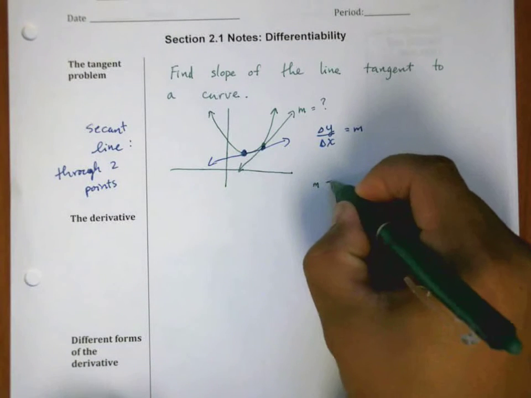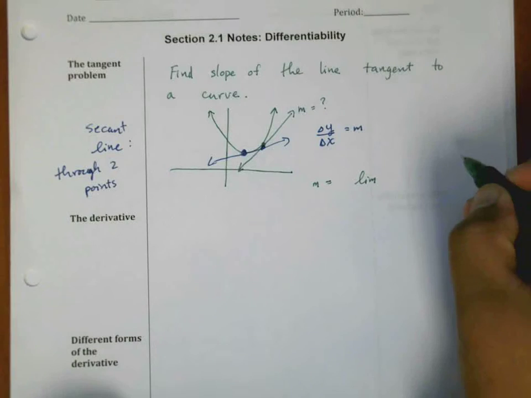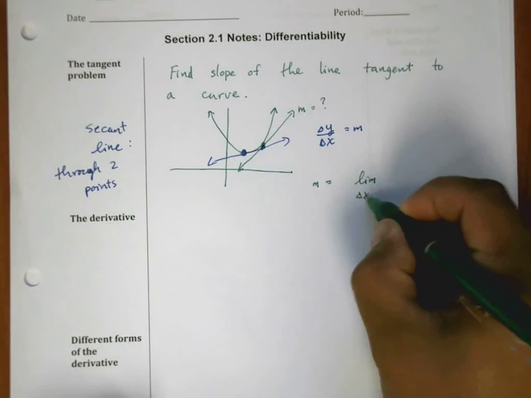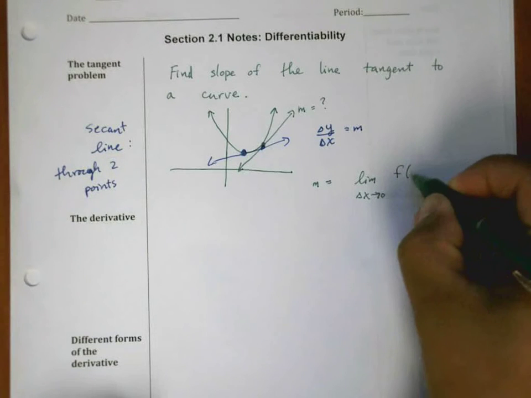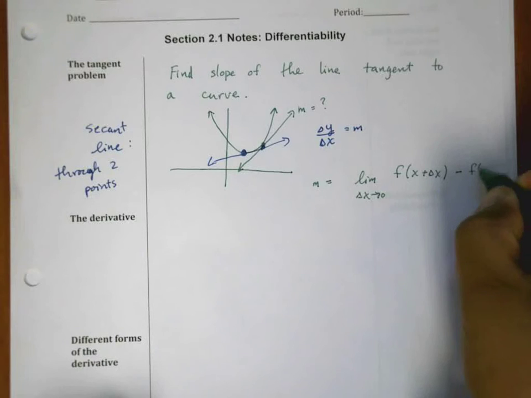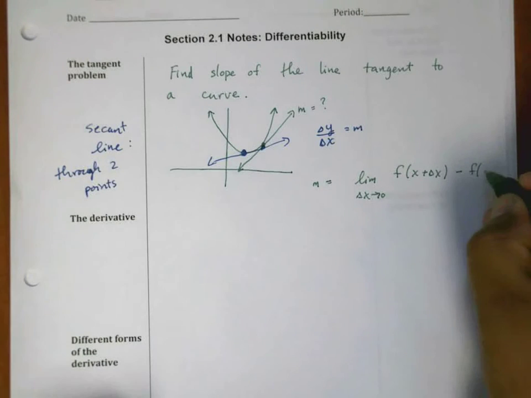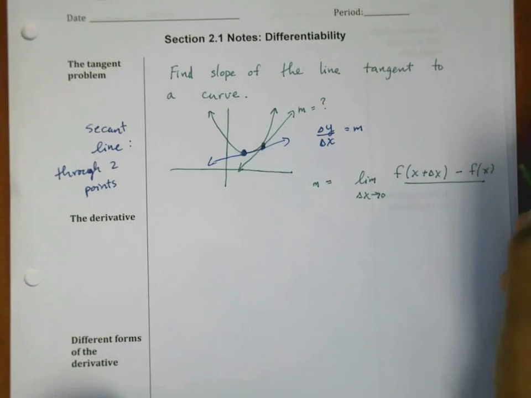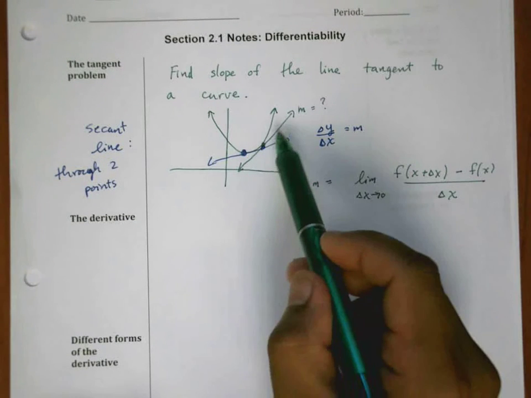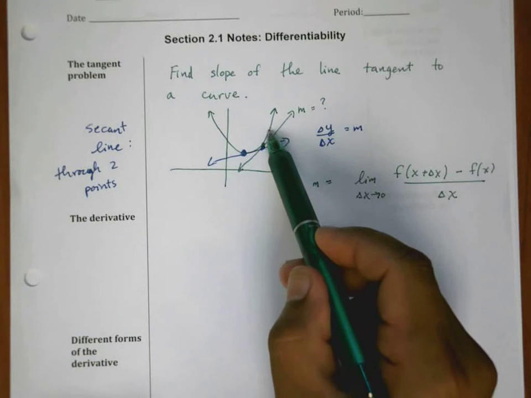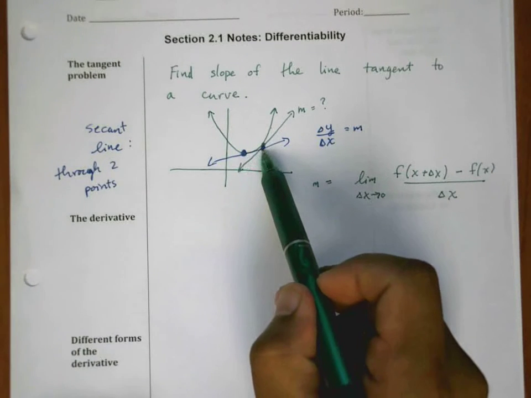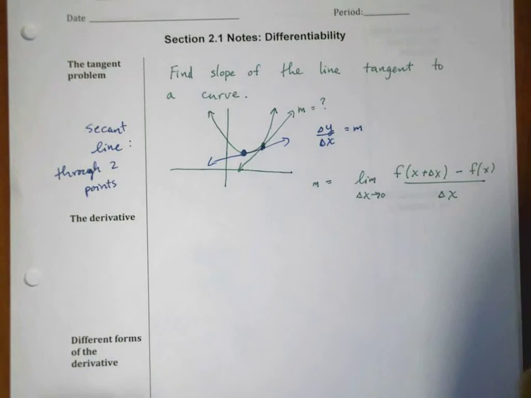So we take the limit as delta x approaches 0 of f of x plus delta x minus f of x, all of this over delta x. Okay? So in other words, we put another point out here and we move it closer and closer to this green point, or we move this blue dot here closer and closer to the green dot until they merge into 1. Okay? And this is the way that we can find the tangent line.